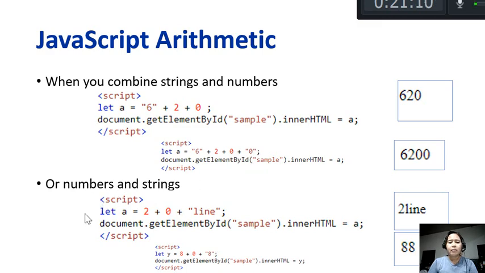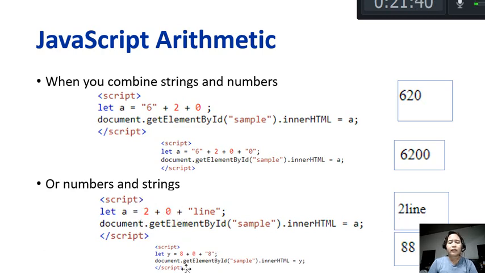Now, when you combine numbers and strings, that's another thing. Since the first value here is a 2, a will be assigned as a number, and then you added 0, so 2 plus 0 is still 2, and then you added a string, which is the word line. That's why the output is only 2 line, not 2 0 line, because initially it's treated as a number.